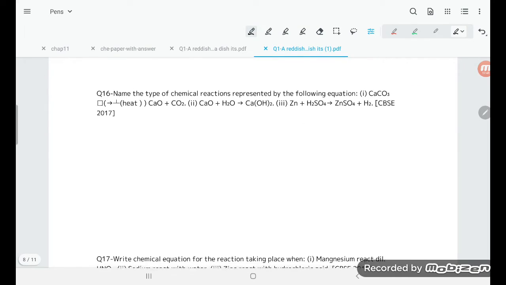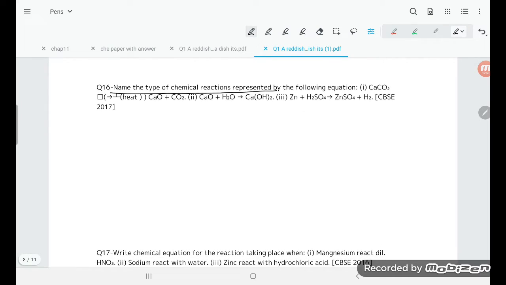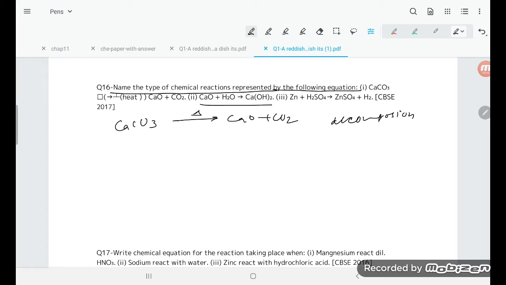Next one. Name the type of chemical reaction represented by the following equation. CaCO3 is decomposing into CaO plus CO2, and here you are supplying heat. One is splitting into two, so this is decomposition. Next one, just the reverse of it, student: CaO plus H2O gives Ca(OH)2. So what is this, student? Combination reaction. Two combine to form one.